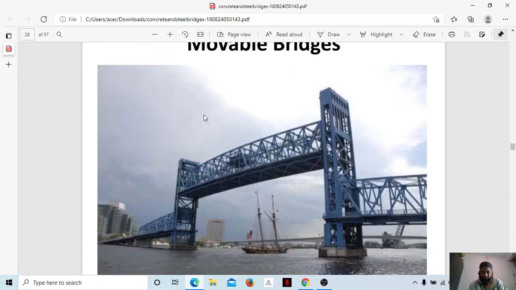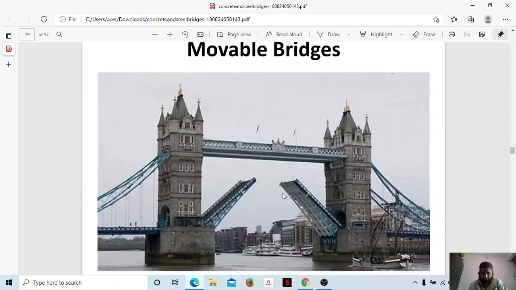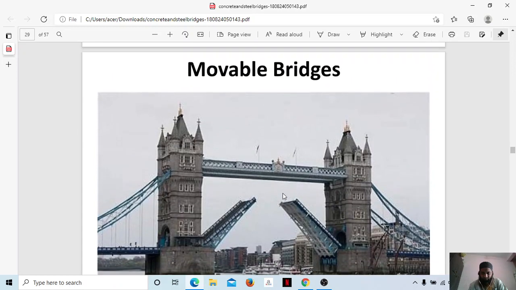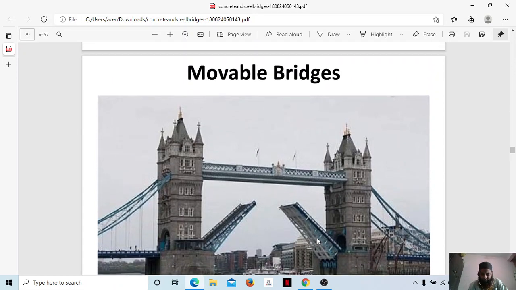Movable bridges. You can see movable bridges constructed here as per the need. You can see a ship crossing over here. At that time, these bridges will be moved away. The bridges open up and give way for the ship to move on. You can see in the next figures here movable bridges. It is a very good construction.